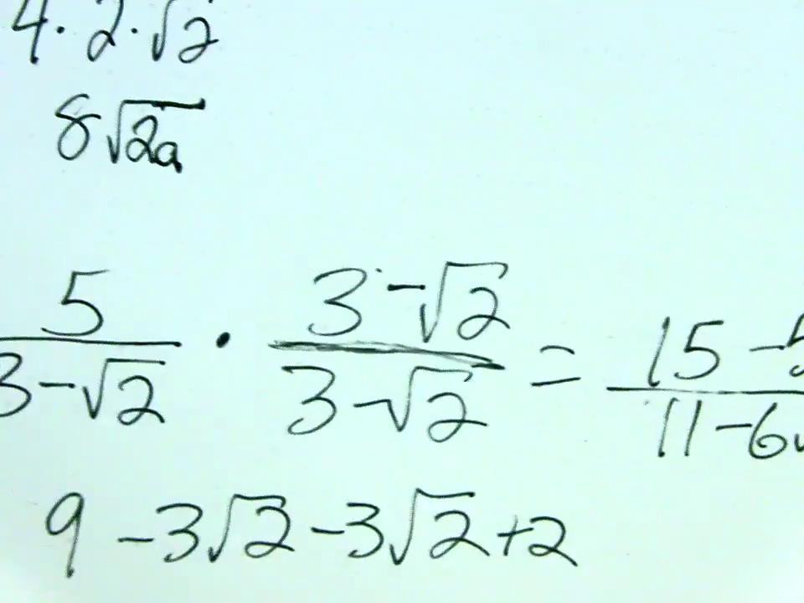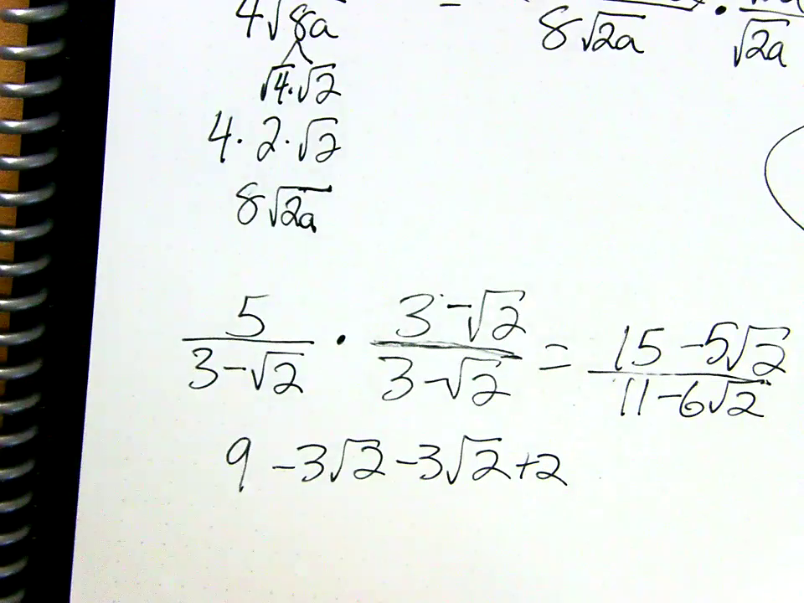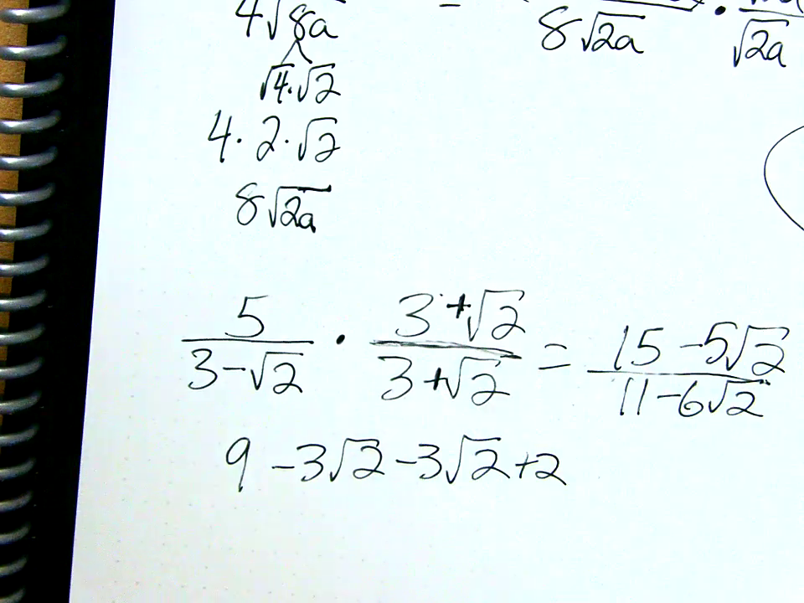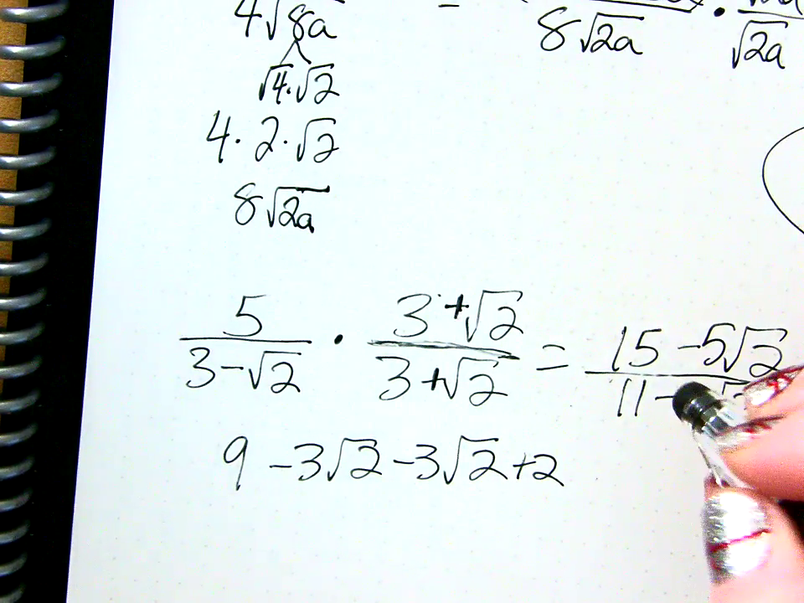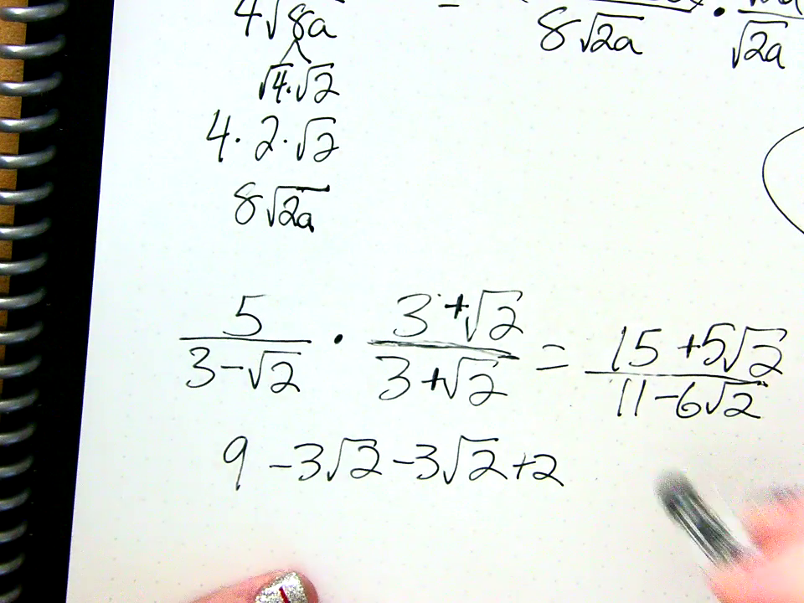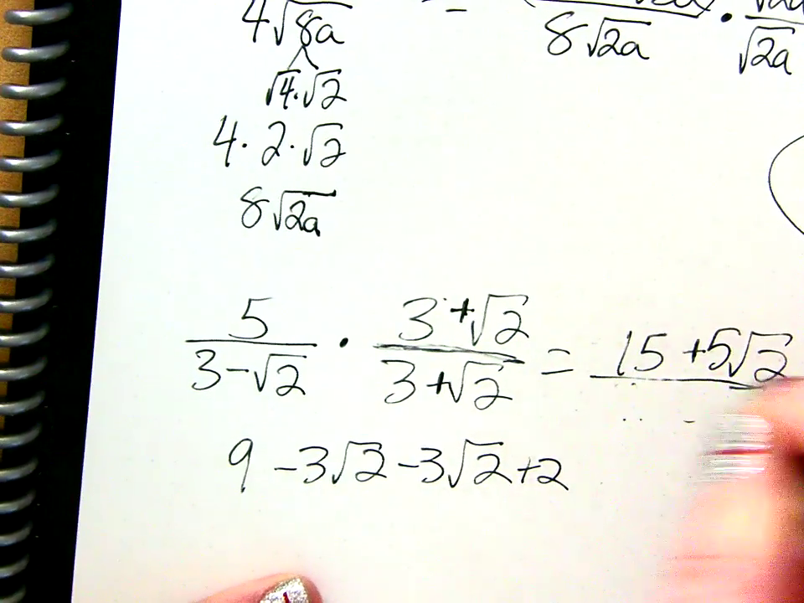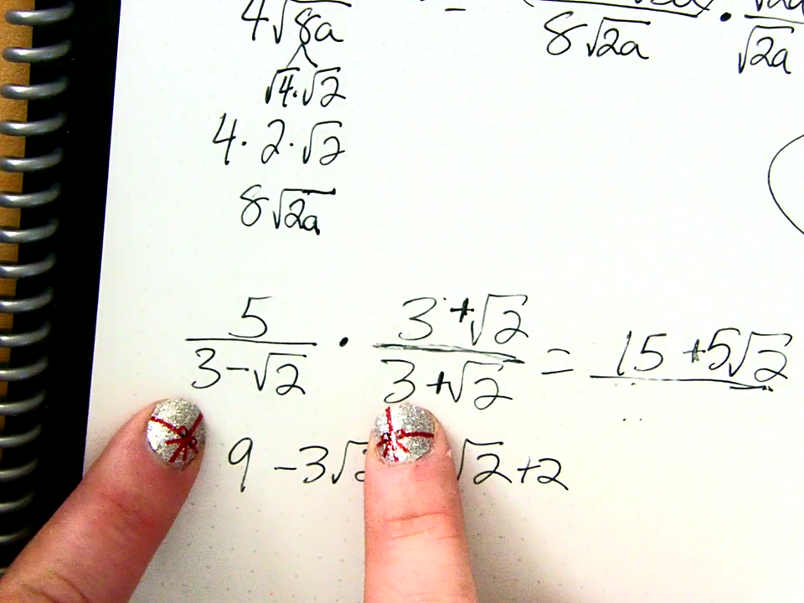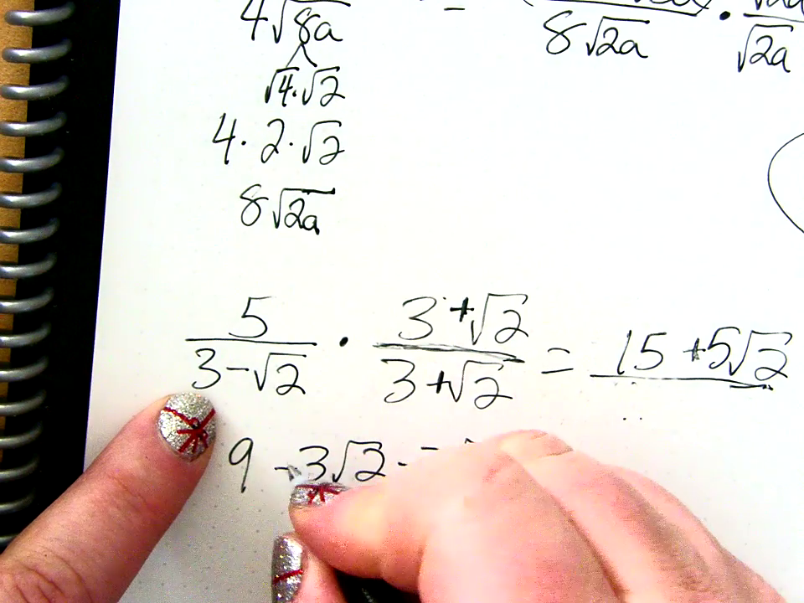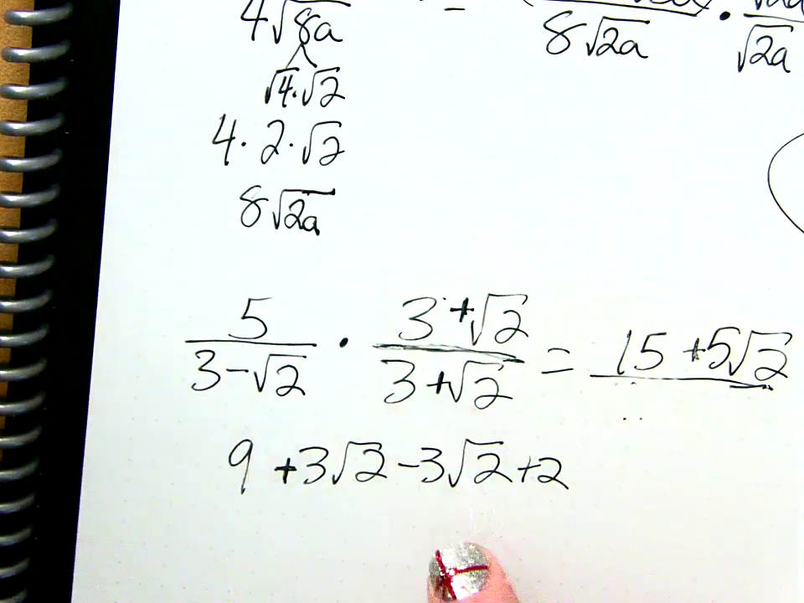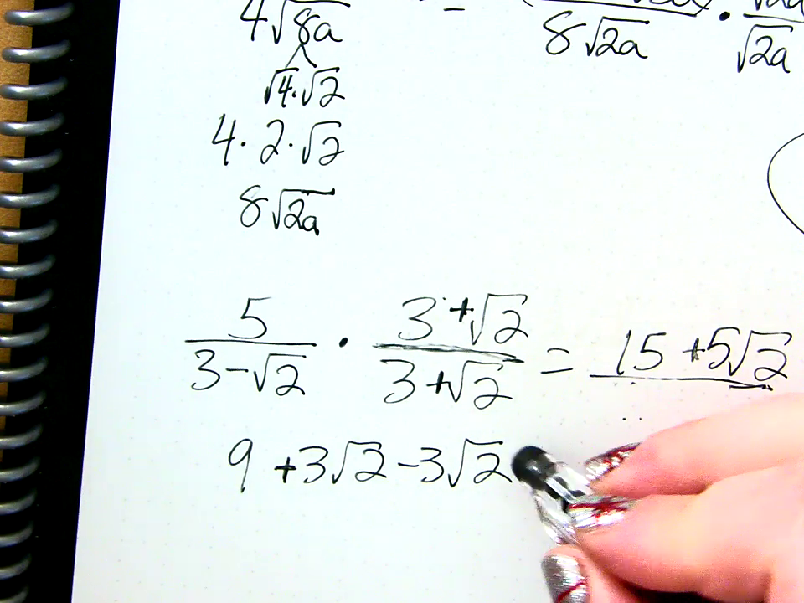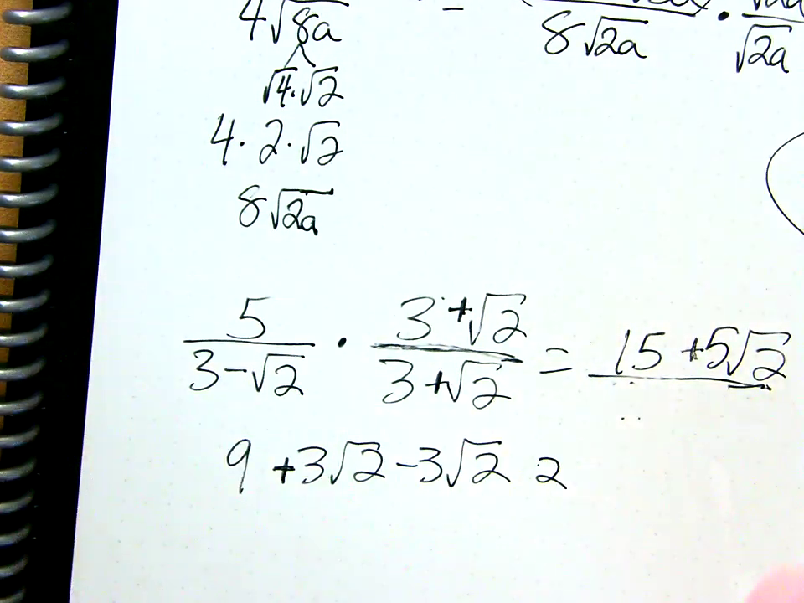So if I go back to this, if I had multiplied by 3 plus root 2 on top and bottom, watch what would have happened instead. So first of all, that would get me 15 and then plus a 5 root 2 on top. But then on the bottom, watch this. First, still 9. The outsides would now be a positive 3 root 2. The insides are a negative 3 root 2, and then negative root 2 times a positive root 2 would have been a negative 2.